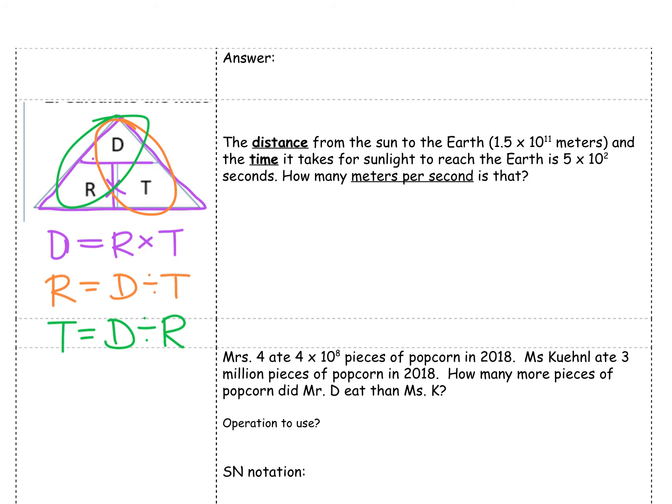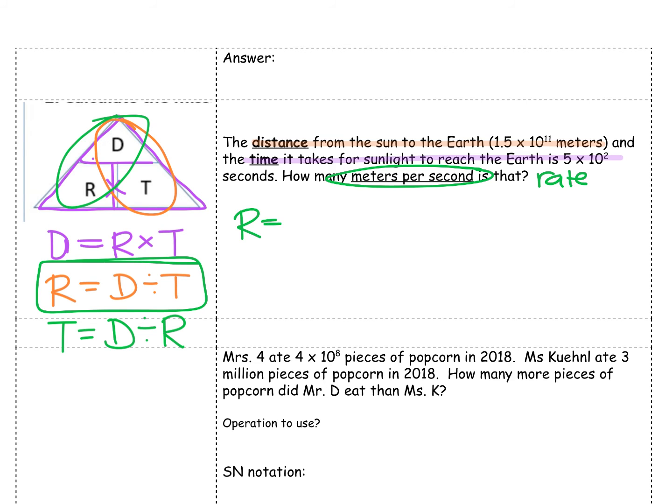Now, in this problem, it says the distance from the sun to Earth is 5.1 times 10 to the 11th meters. The time it takes for sunlight to reach Earth is 5 times 10 to the second power seconds. How many meters per second is that? So I know meters per second is a rate. That's what I'm trying to figure out. So if I look at my formulas, I need to use this one in the middle. Rate equals distance divided by time.